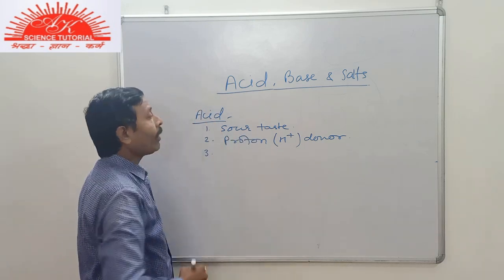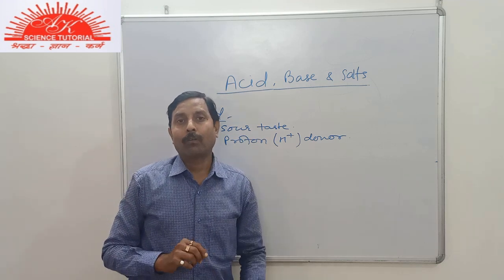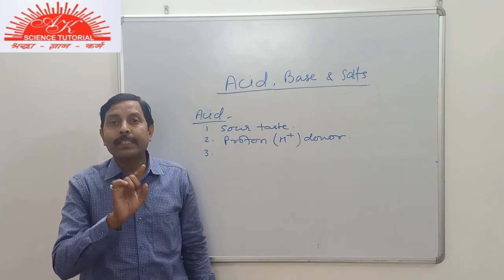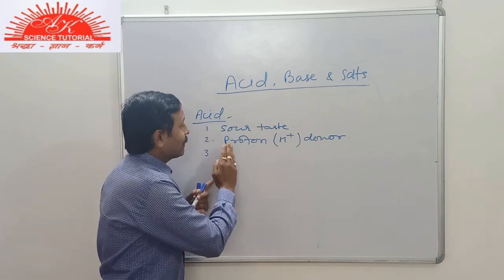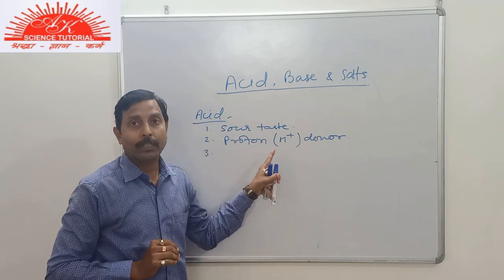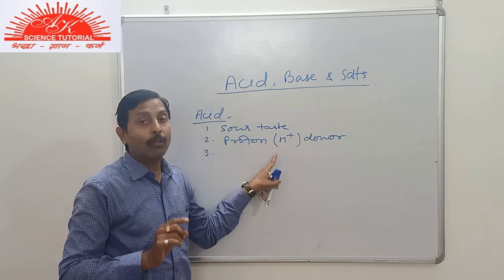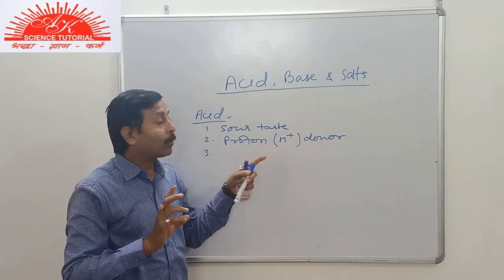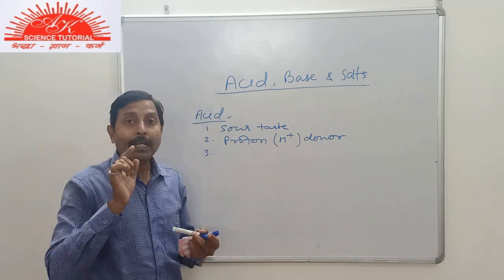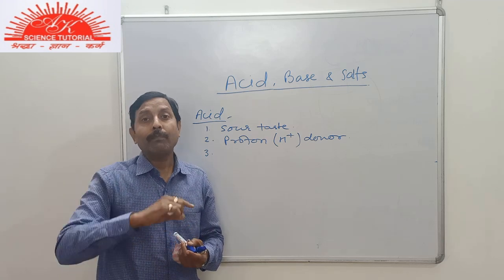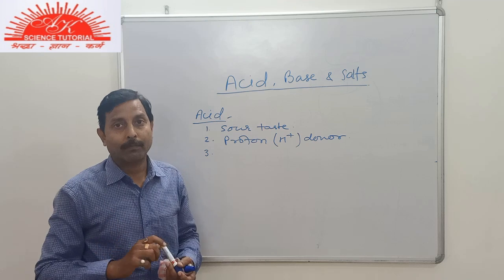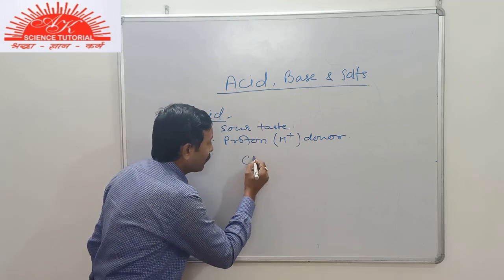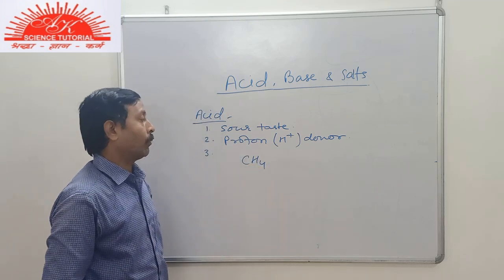Next, acids are the compounds which have ionizable hydrogen atom. We must give emphasis on this term also, that is ionizable, not replaceable. Because if a compound has hydrogen which can be replaced but does not produce H plus ion, it will not be an acid. For example, suppose we have CH4, this compound.